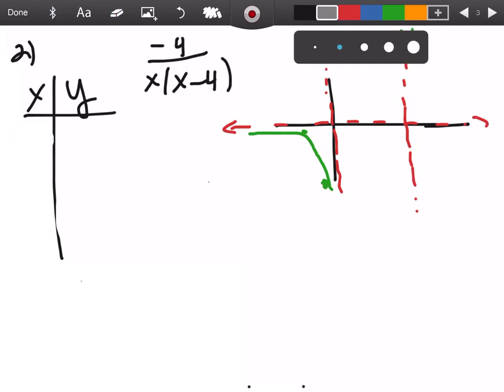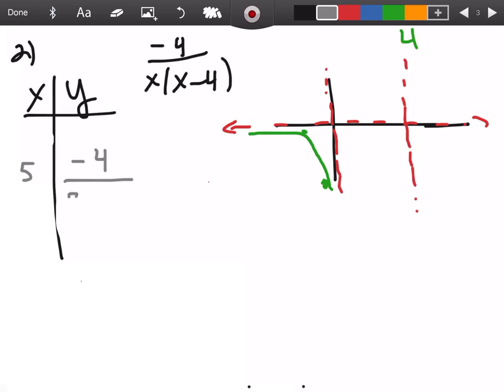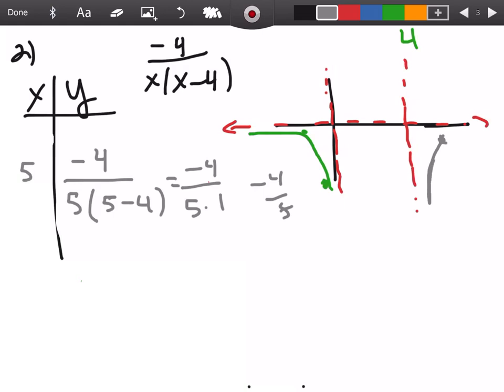So when x is 5, it's going to be negative 4 on top. It's going to be 5 times 5 minus 4. 5 minus 4 is 1 times 5. So it's going to be negative 4/5. So when x is 5, it's negative 4/5. It's going to be right about there. So chances are it's going to go like this. And you could pick, now we should pick a point really close. We should pick like 4.1. See what happens. So negative 4, 4.1, 5, dang it.